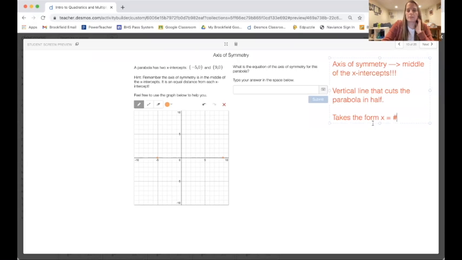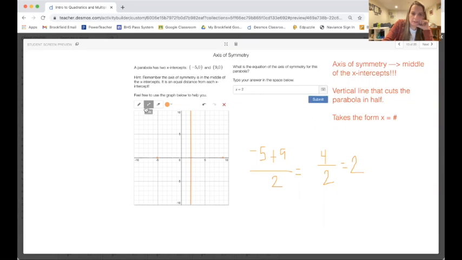So there's a couple ways you can do this. Honestly, the best way to do this is to find the average between, right? Find the middle. So I'm going to do -5 plus 9 divided by 2 to find out the middle. So that's going to be 4 over 2. So I get 2. So the axis of symmetry is x equals 2. So it's a vertical line, and I'll graph it here, that goes in the middle of the parabola.